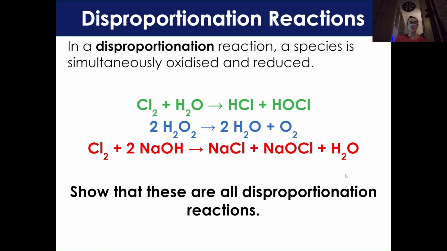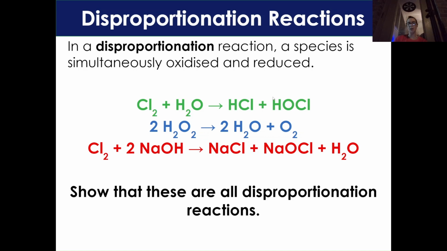Then there's also something called a disproportionation reaction. That's what happens whenever you have something that is being both oxidized and reduced. So, for example, chlorine reacting with water to form hydrochloric acid and HOCl, hypochlorous acid. You can see that chlorine would have an oxidation state of 0 here in its natural state, and over here in hydrochloric acid it would be -1.